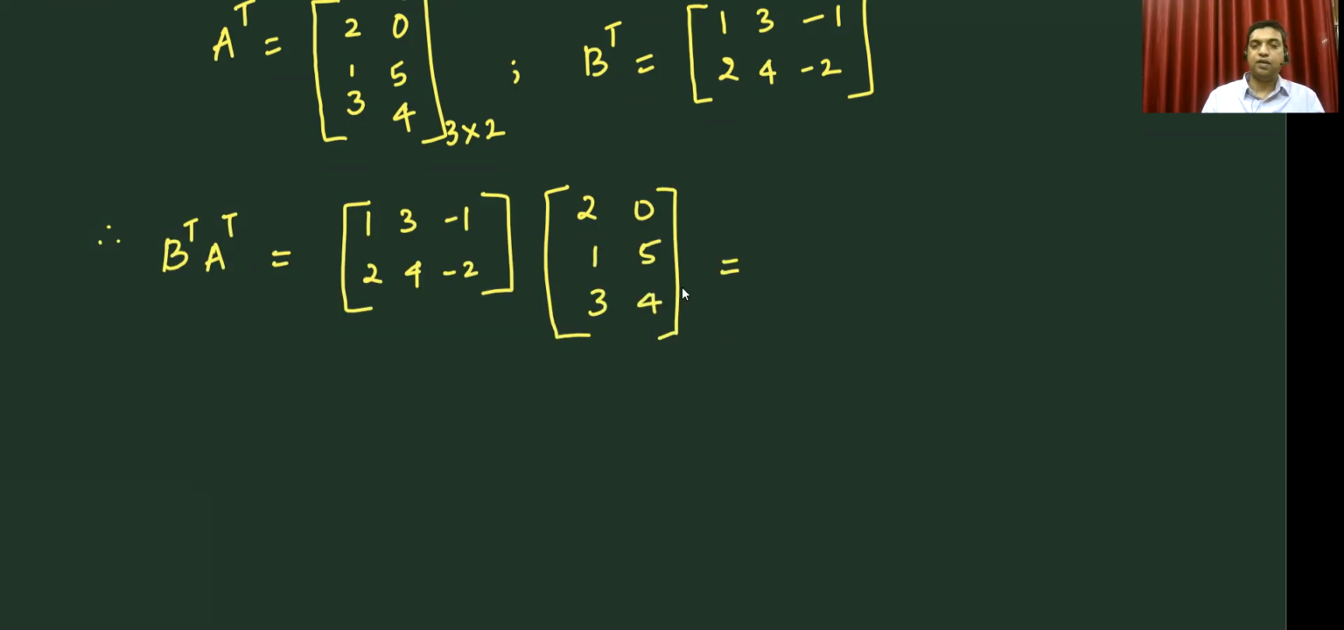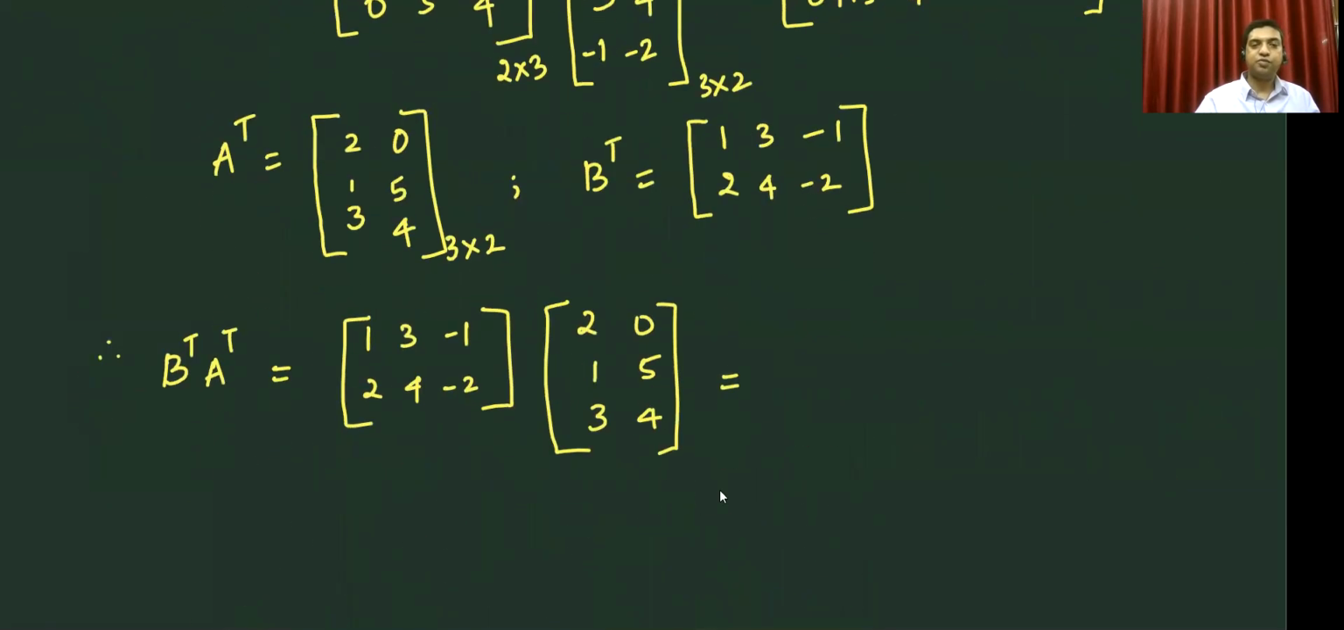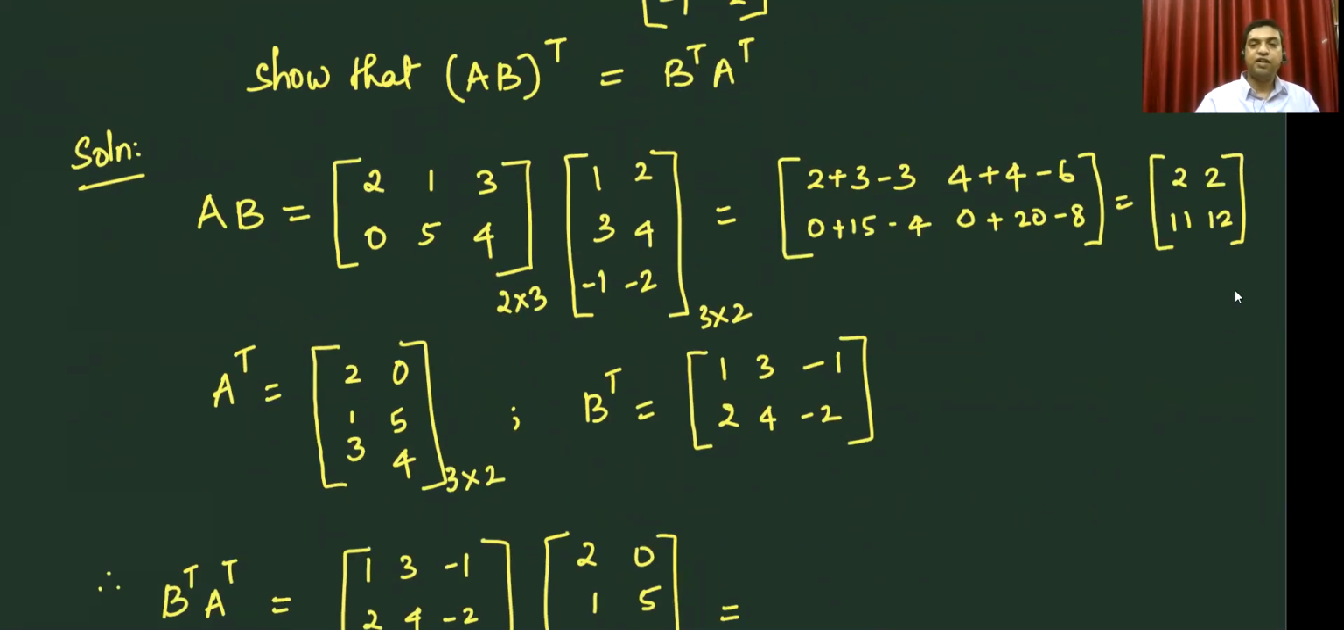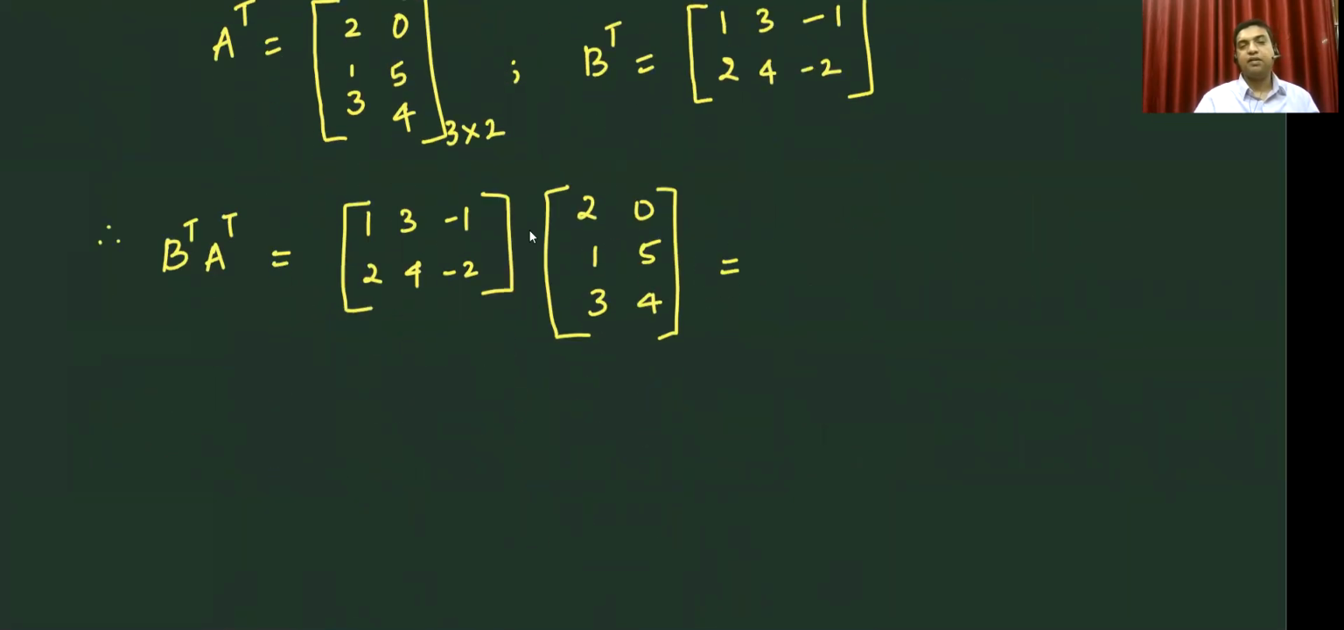So should we find the product of both the transposes, sir? Yes, that is what we do. Now show that AB whole transpose is B transpose A transpose. We have found AB. We'll now find AB whole transpose. Now this is 2 rows, 3 columns. This is 3 rows, 2 columns. Now the product will be 2 rows, 2 columns.